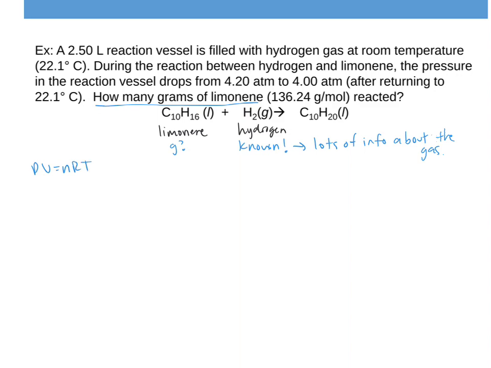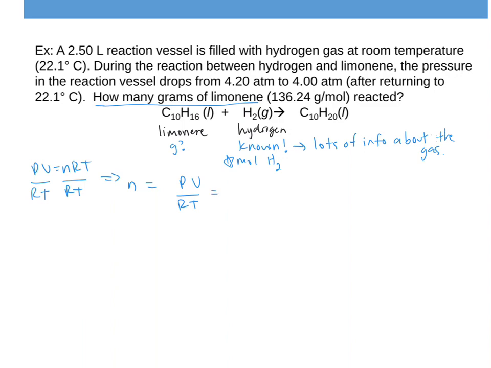And what I'm going to do here is figure out how many moles of H2 there are, because then I can use stoichiometry to figure out how many moles of limonene I must need. So I'm going to rearrange this so I can solve for moles. I'll divide each side by RT. So now I've got my number of moles equals PV over RT.